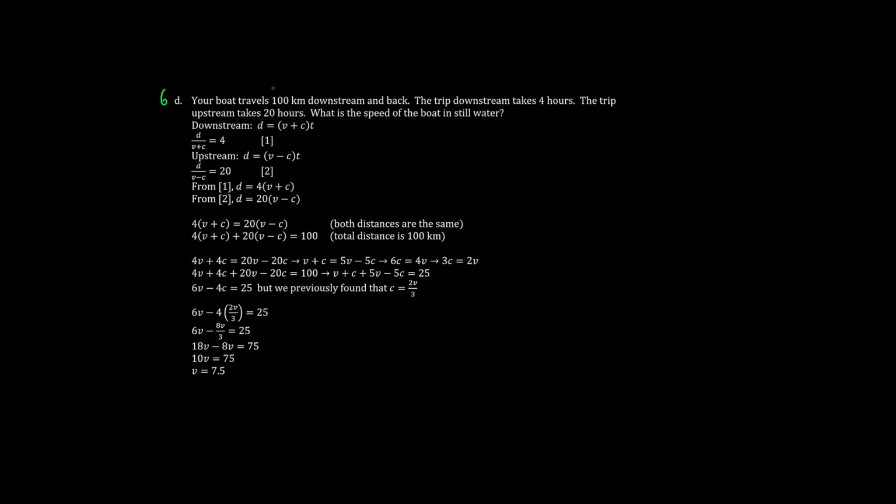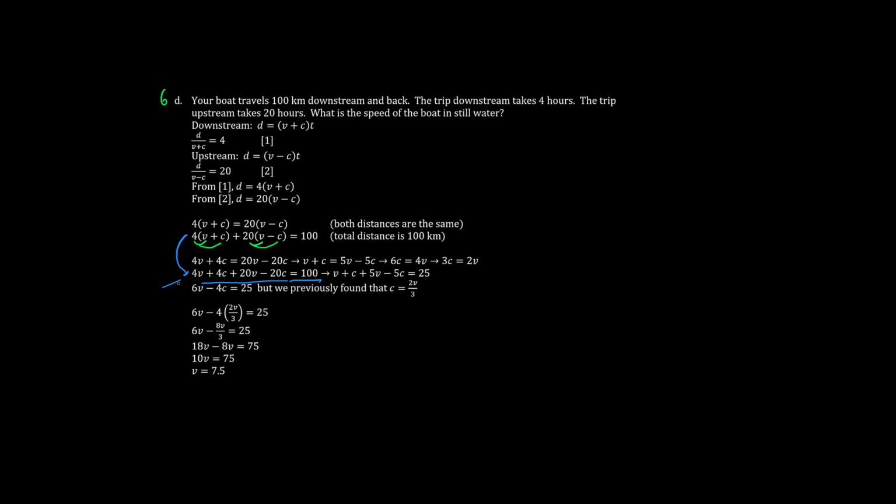And we're given that the boat travels 100 kilometers downstream and back. So when we add these amounts, we get the total 100 kilometers. Now the rest is just a matter of algebra. We multiply using distribution: 4 times v, 4 times c is equal to 20v minus 20c. And let's just continue on the second line here. The sum is 100 kilometers.